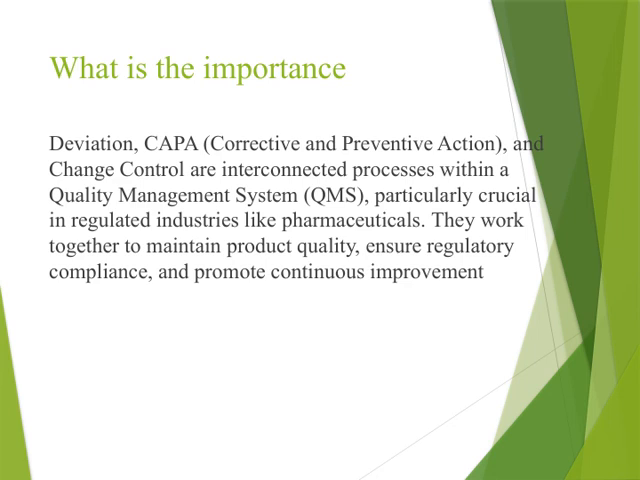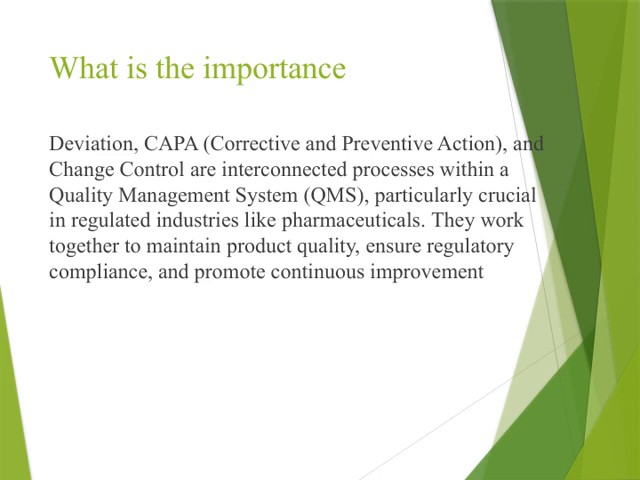Deviation management, CAPA, which stands for corrective and preventive action, and change control are all interconnected within a quality management system, or QMS. This interconnectedness is especially critical in regulated industries like pharmaceuticals, where maintaining high standards is not just a goal but a requirement. These processes work together to ensure that product quality is preserved, even when issues arise.